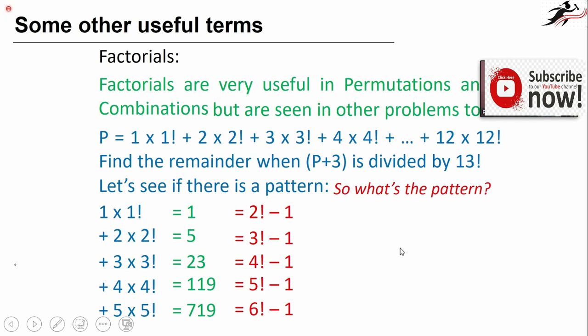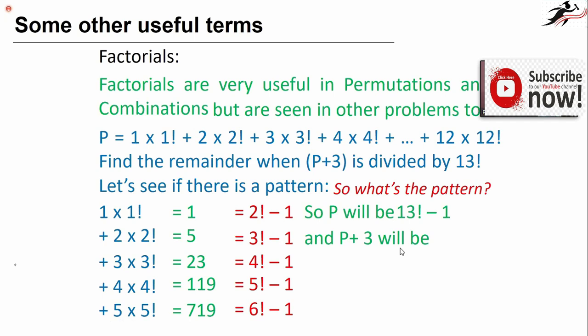Let's look at the question. P is equal to 13 factorial minus 1. So P plus 3 will be what? 13 factorial minus 1 plus 3. That's 13 factorial plus 2. Correct? 13 factorial plus 2.